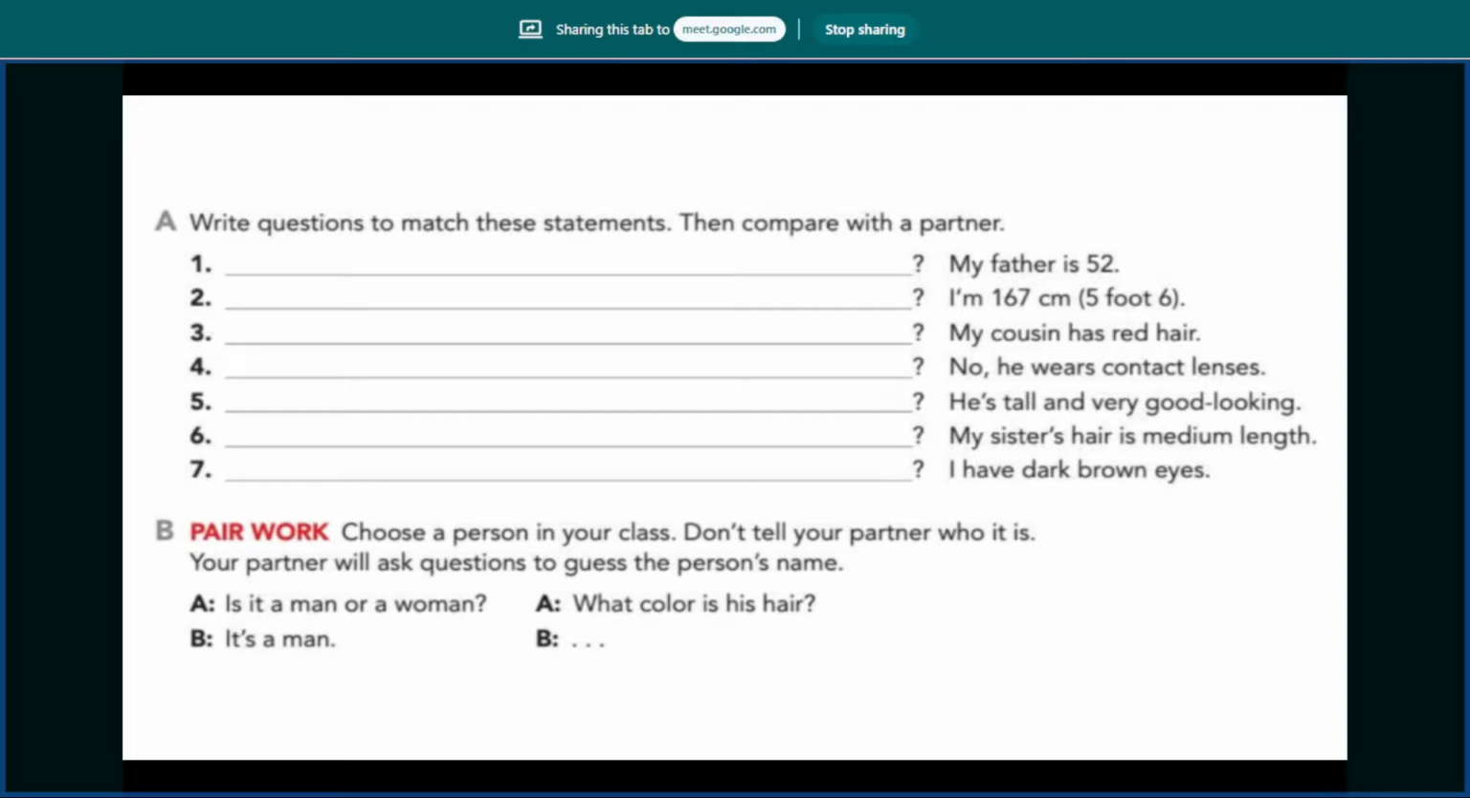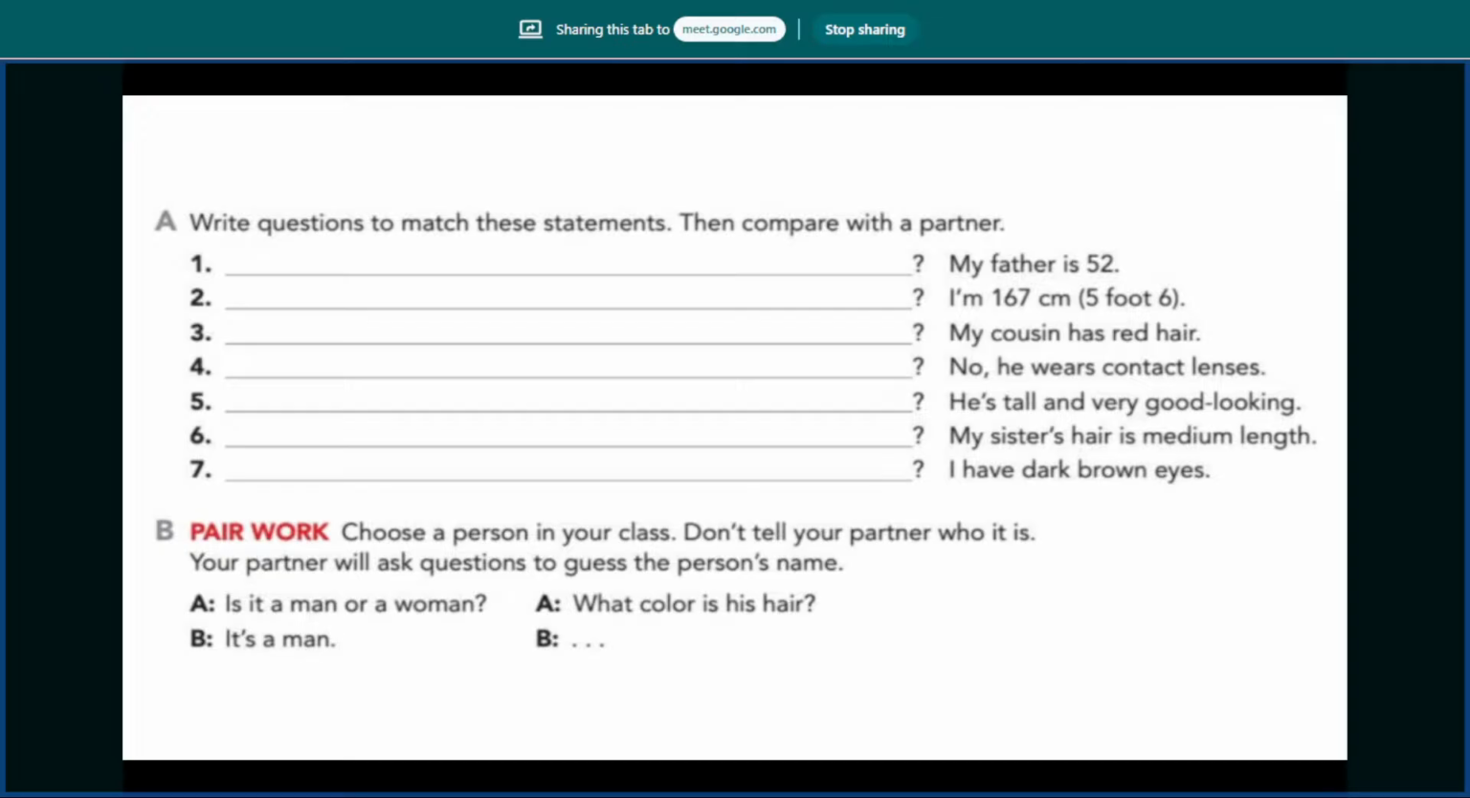The first is how old is your father? My father is 52. How tall are you? I am 167 cm or 5 feet 6. What color is your cousin's hair? Cousin's, very good. My cousin has red hair. Does he wear glasses? No, he wears contact lenses.